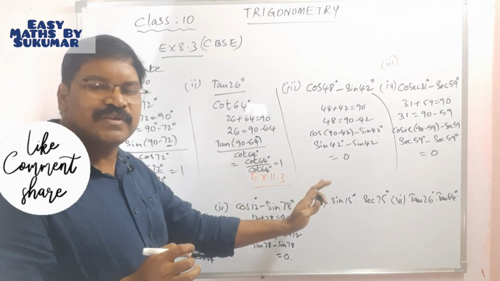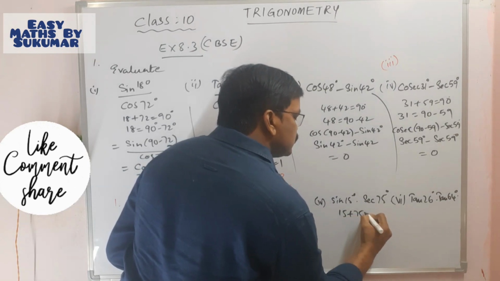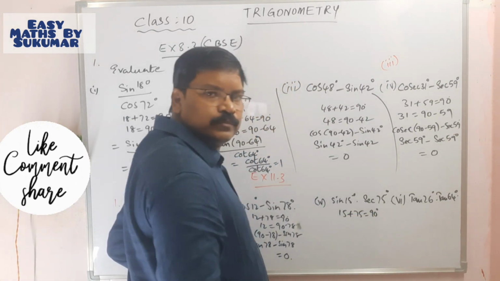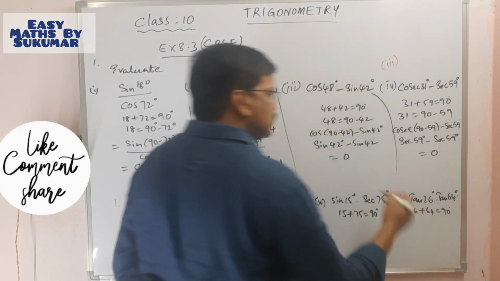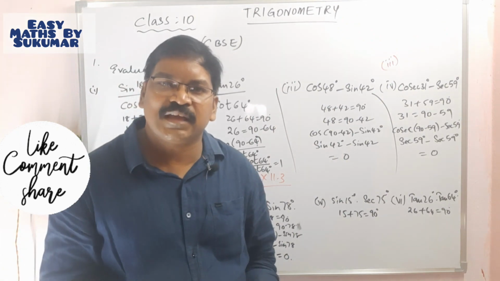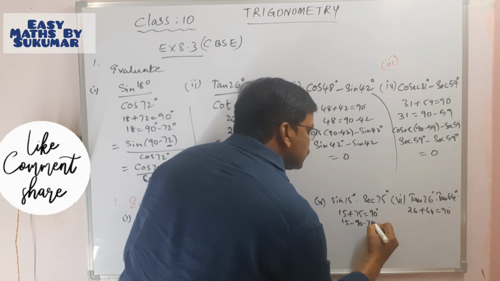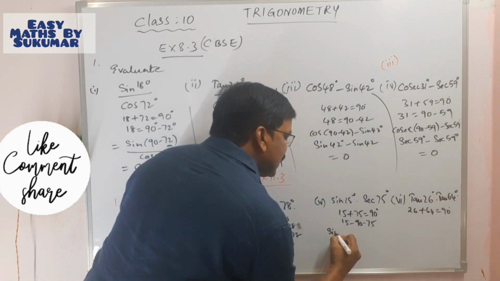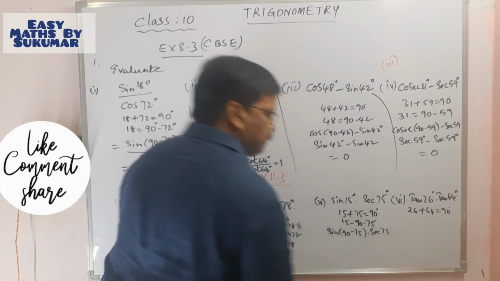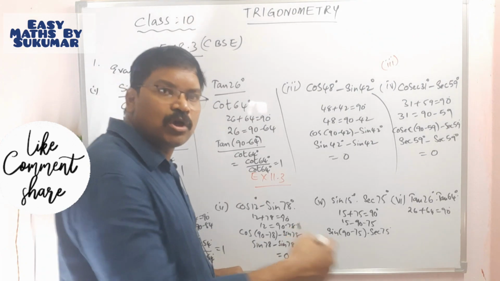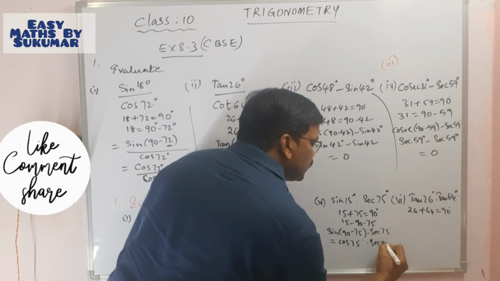Okay. Coming to here, here it is product. First time we are facing this sum, right? See here, 15 plus 75 is equal to 90. Similarly, this sum also, 26 plus 64 is equal to 90. So these pairs of angles are complementary angles. So my dear students, instead of this 15, what do you write here? 90 minus 75. So that means sin 90 minus 75 into secant 75. So what is sin 90 minus theta? Cos theta. So that is equal to cos 75 into secant 75.